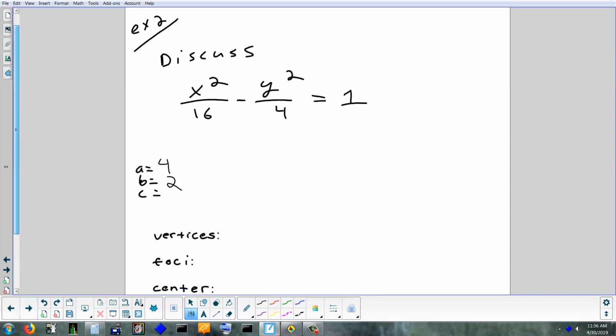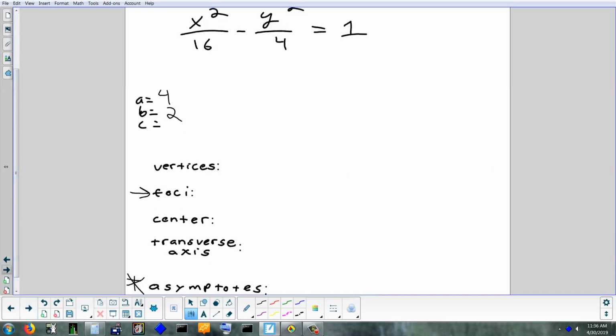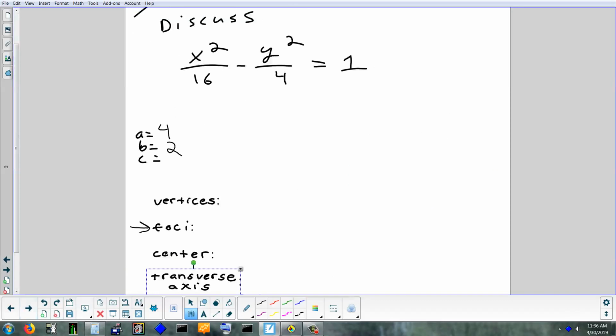The only reason I need C is to do this right here. If they didn't ask me for the foci, I could do the vertices, the center. I could do everything without C, except the foci. What's the formula for finding C? Yep. C squared equals A squared plus B squared. C squared equals A squared plus B squared. So C is the square root of 20.